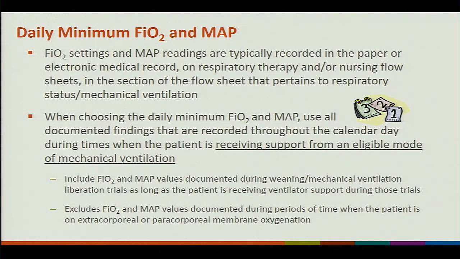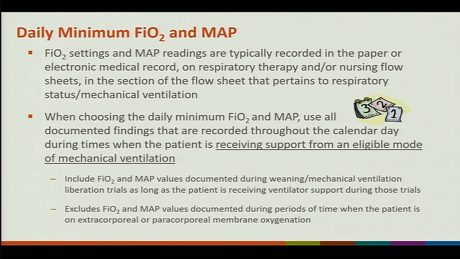FiO2 and MAP readings are normally located in the medical record, either in the documentation by the respiratory therapy. Maybe you're going to find them in the flow charts. Maybe you're going to find them in electronic documentation, actually spit out from the ventilator. But you will be using those values to choose your daily minimum FiO2 and MAP. And you will use all the settings on the ventilator and all the documented MAPs that are recorded across the calendar day while the patient is receiving an eligible mode of ventilation.